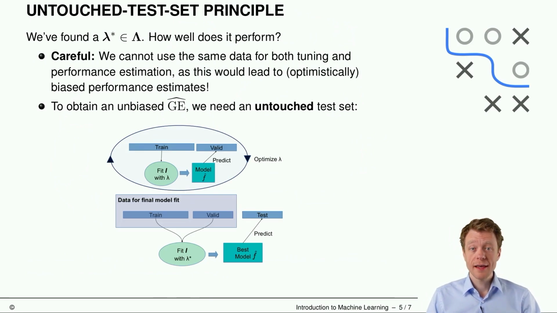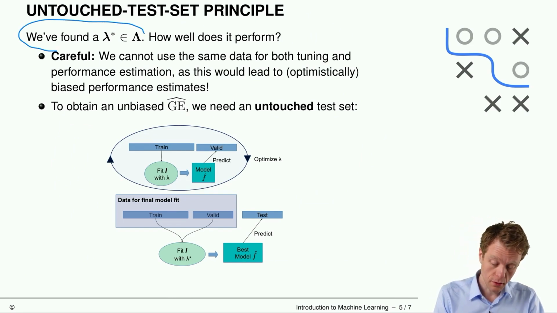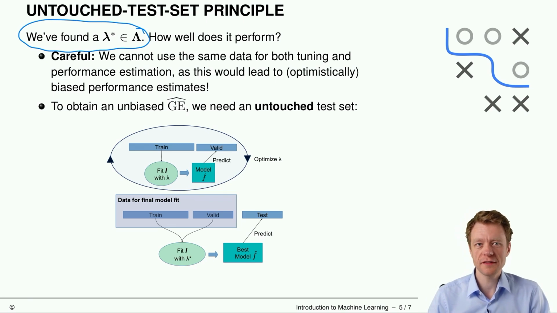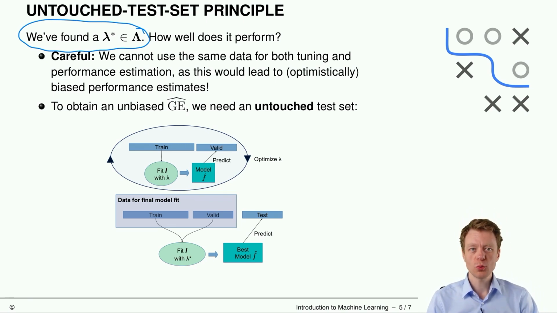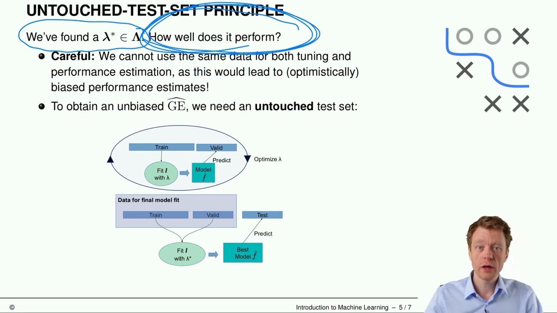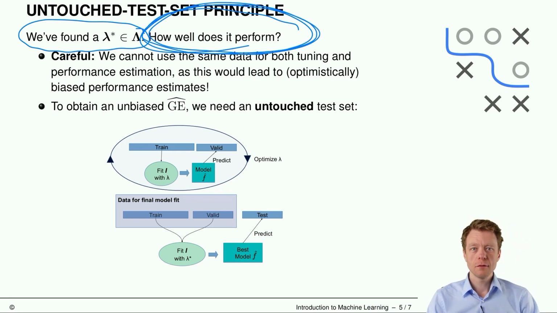Okay, now let's say we are done with that. With this, we have found a hyperparameter combination lambda star, which is the best that we could find. We did this on a test set, so we are sure that we are not overconfident or have some information leakage at some point. And now the question is, how well does this perform? So how well does a model trained with this hyperparameter combination perform on new test data?